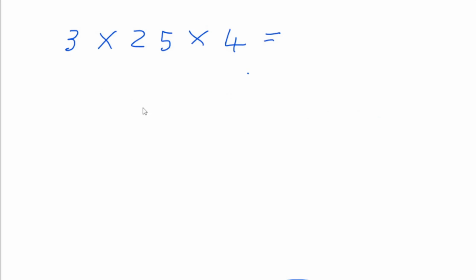So if I was to do 3 times 25, get an answer, and then do times 4, that would be quite difficult. But if I do 25 times 4 first, and then multiply it by 3, that's much easier. So once you've memorised that the 25 and the 4 multiply together to make hundreds, you can look out for them.